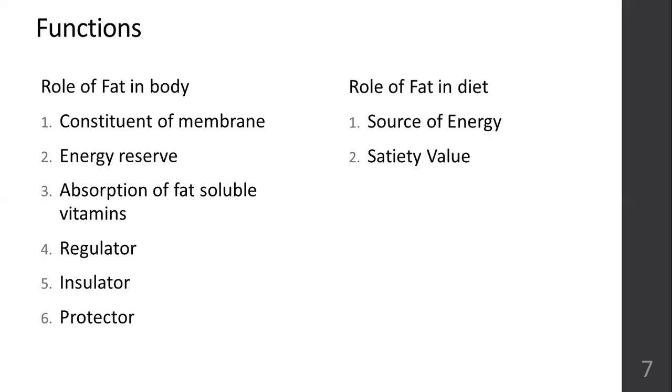Fats will make you feel full, make you keep feeling full for a longer period of time.